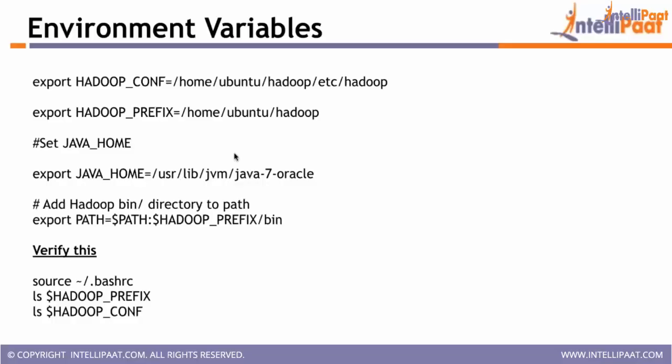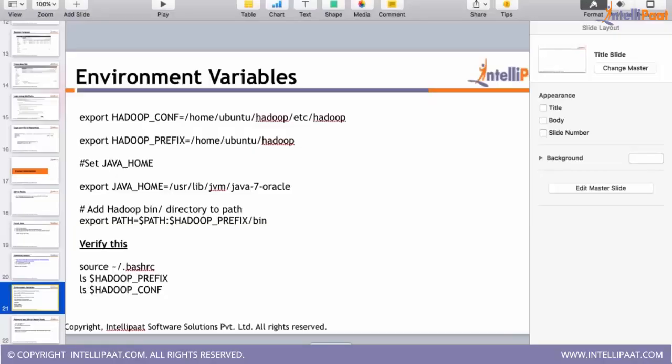So now we have to set up some environmental variables on all these machines. The first environmental variable is HADOOP_CONF, and the second environmental variable is HADOOP_PREFIX. HADOOP_PREFIX is the directory in which we have all these Hadoop files. So we have downloaded it into /home/ubuntu, and we have renamed hadoop-2.5.2 as hadoop. So all the files of Hadoop are in /home/ubuntu/hadoop.